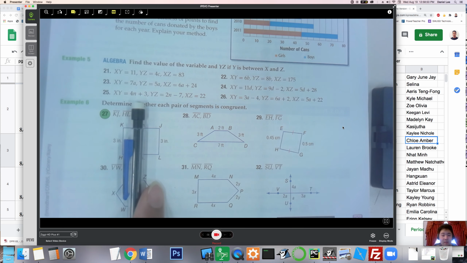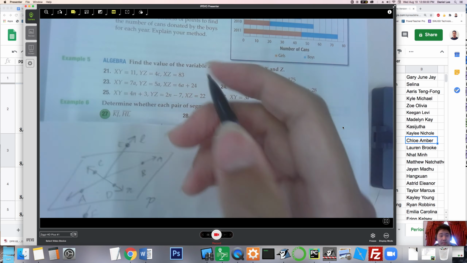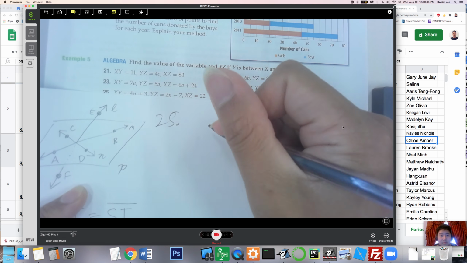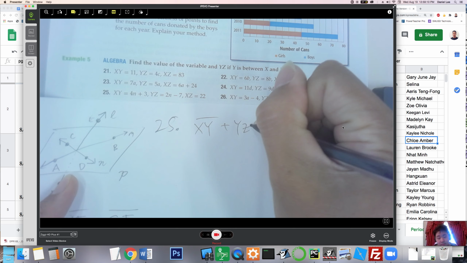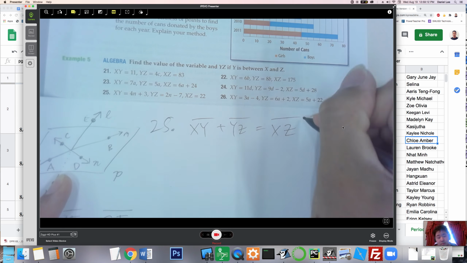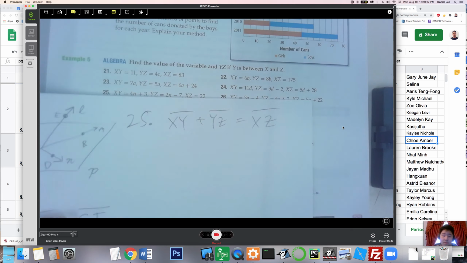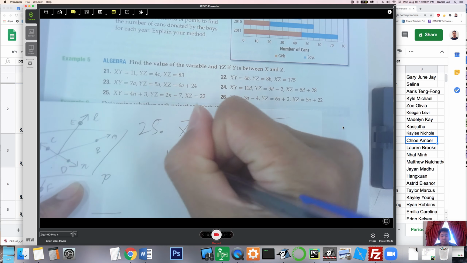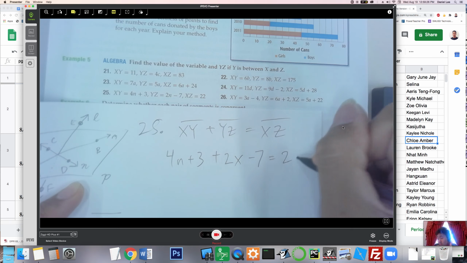So we have a similar problem, except we have a more complicated expression for the segment parts. So let's do 25. 25 means that xy plus yz is equal to xz, and this is the same drawing that I have here, which is why I'm not drawing it out again. So that's the equation, and now let's plug everything in. So we get 4n plus 3 plus 2n minus 7 is equal to 22.